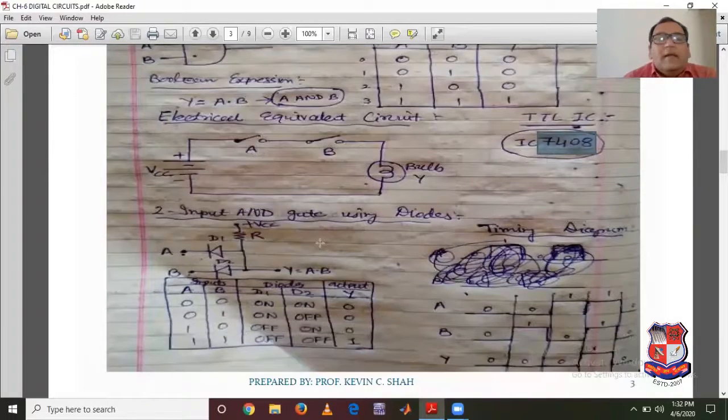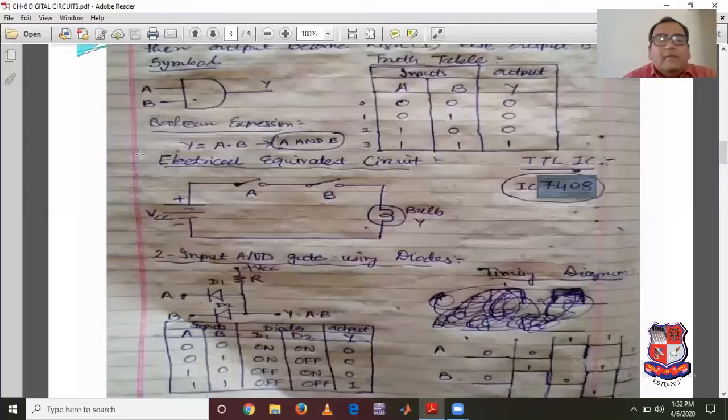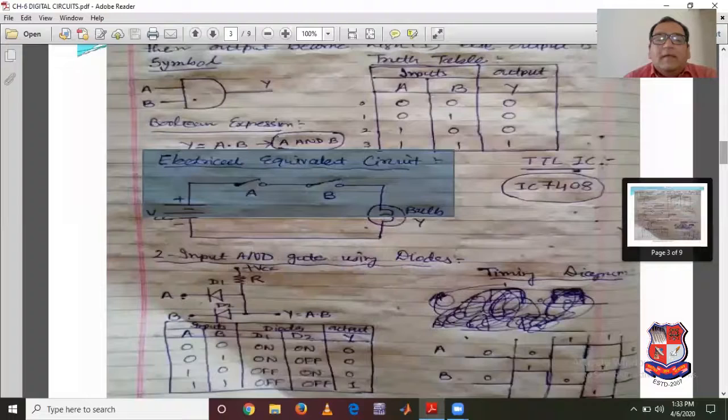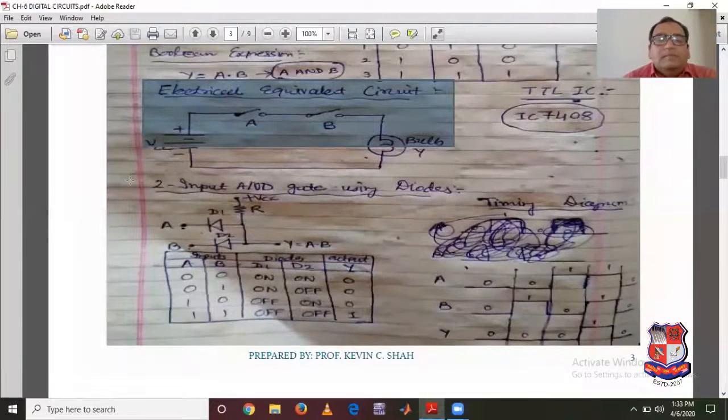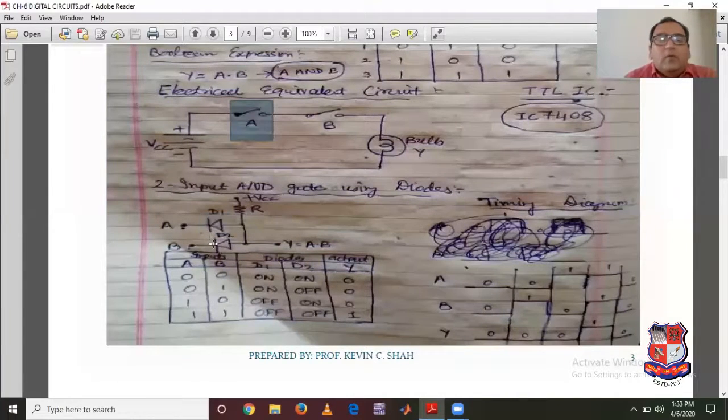And this AND gate we have discussed with the help of an electrical circuit, as well as we have already studied diode and transistor. So I can design the 2 input AND gate using diodes. Now this is a very simple circuit of the 2 input AND gate using diodes. I give the input to the diodes because we know that a diode can be used as a switch. That is a common application of the electronic device. So this diode D1 we consider as this switch A, and this diode D2 we consider as this switch B.